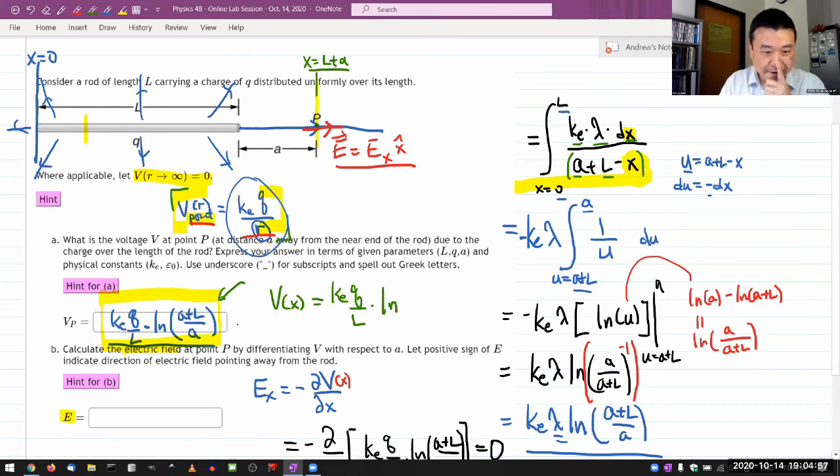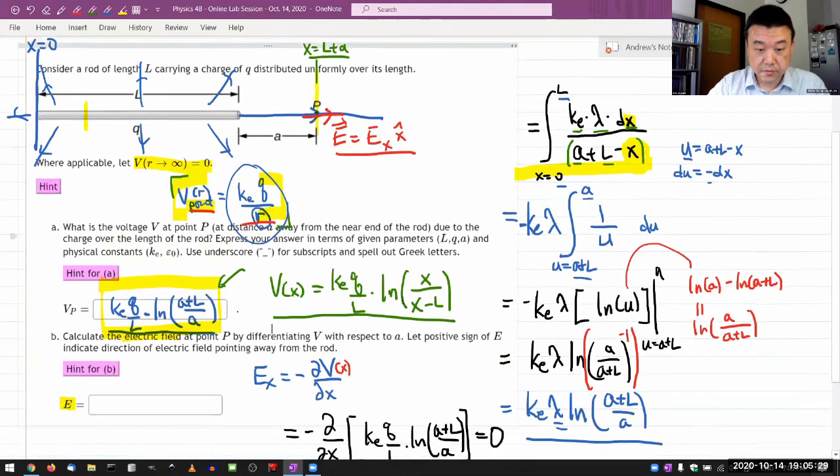So I'm looking at what I'm going to be plugging in. I think I want the numerator to be x, and I know what I want the denominator to be when I plug in. So my denominator should be x minus L. I think that's right. Plus L. Yeah, and when I plug in x, I get a plus L for the numerator and a for the denominator. So this is the expression I have for potential.